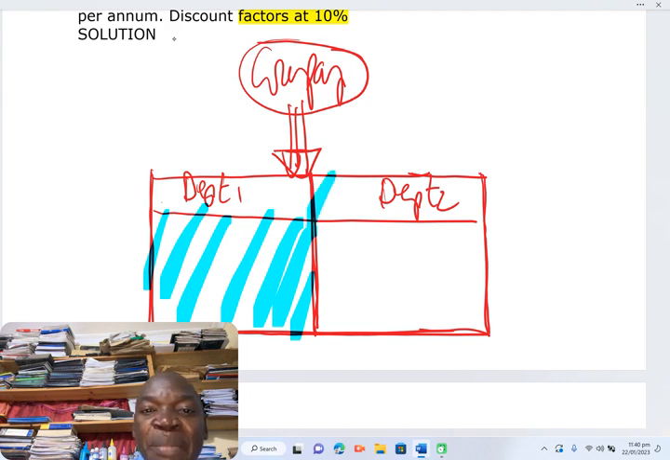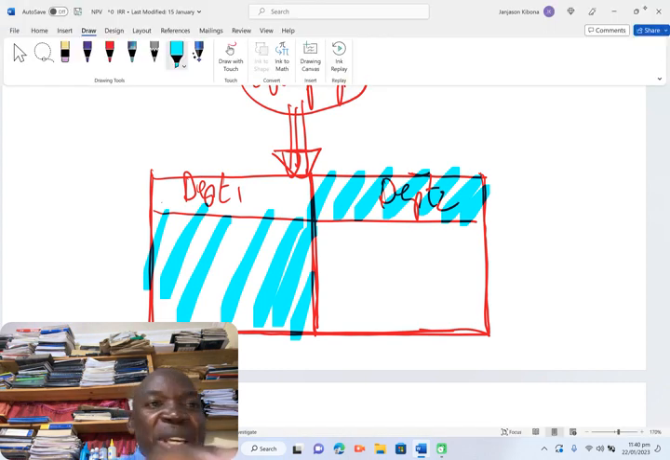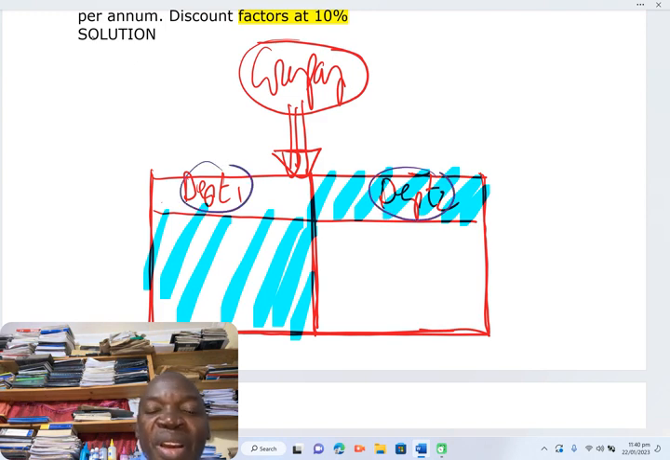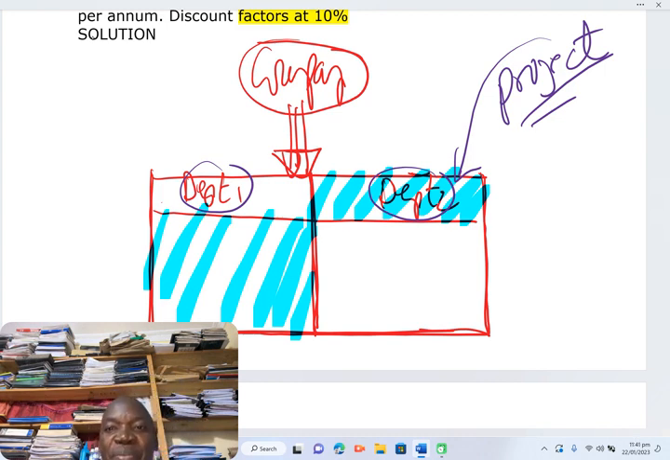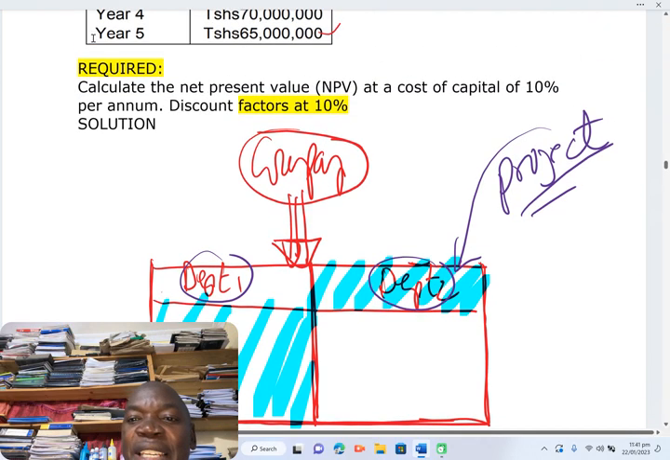But machines in department 2 are idle. This is the way it works. Machines in department 2 are idle, while department 1 is fully occupied. So the company is thinking of introducing a project so that this project can use the idle portion of the machines for 5 years. So this is the idea.